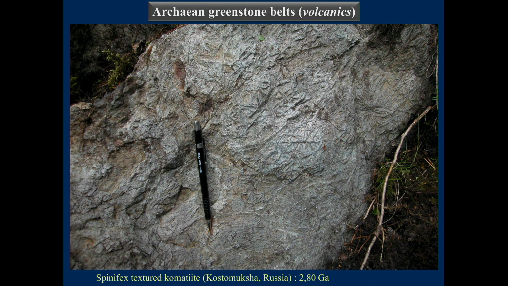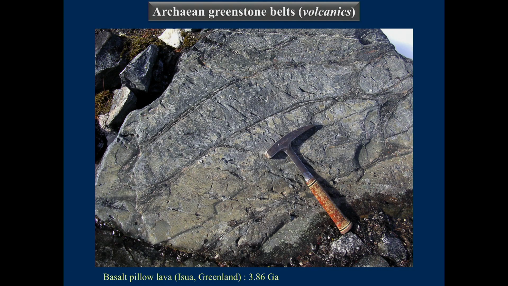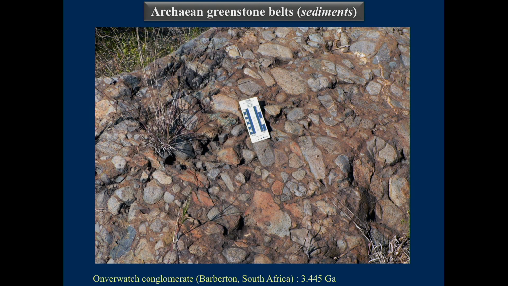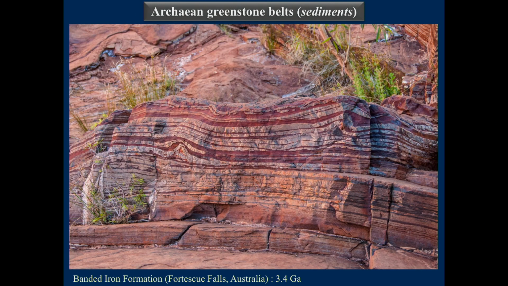And there are a lot of sediments. Here some kind of greywackes, some kind of sandstones with a typical sedimentary banding. We have conglomerate, coarse grain detrital sediments. And we have some very special rocks that are called the banded iron formation, that we call also BIF. And these ones are coming from Australia, 3.4 billion years old.